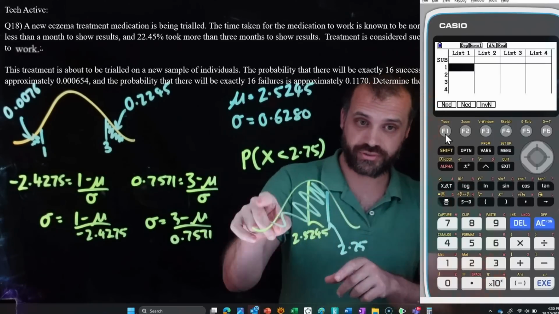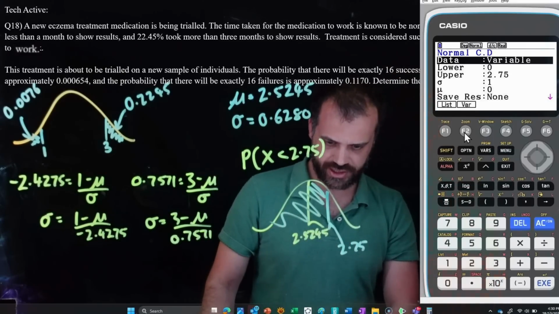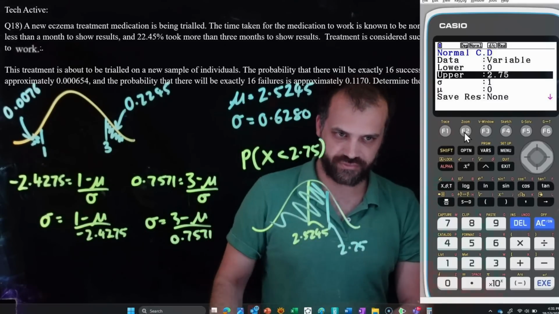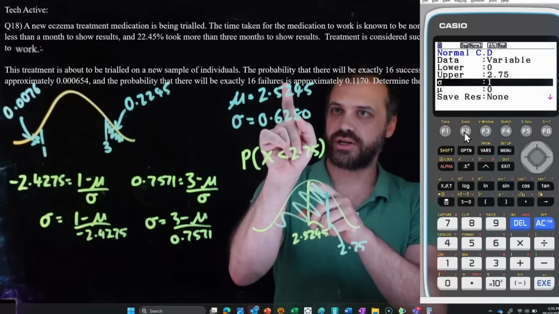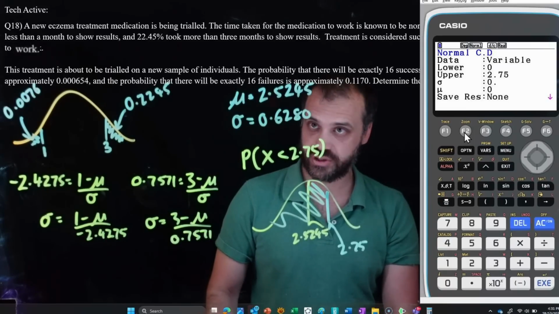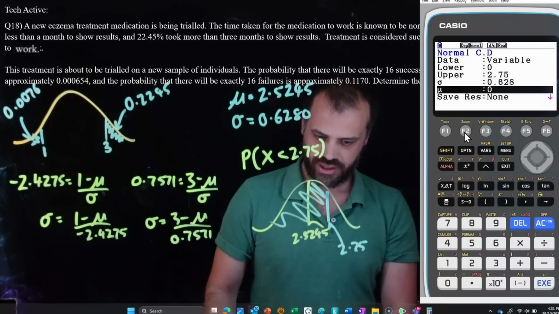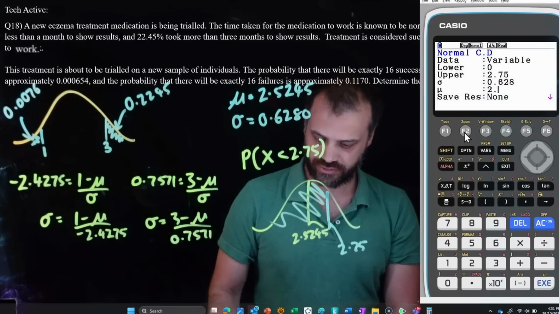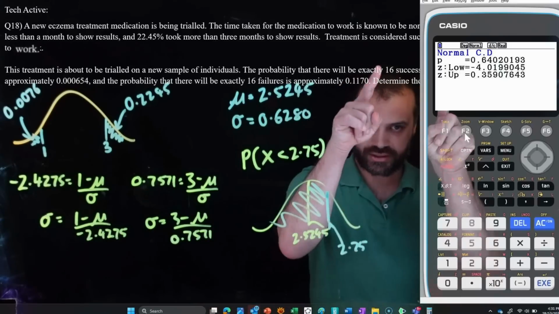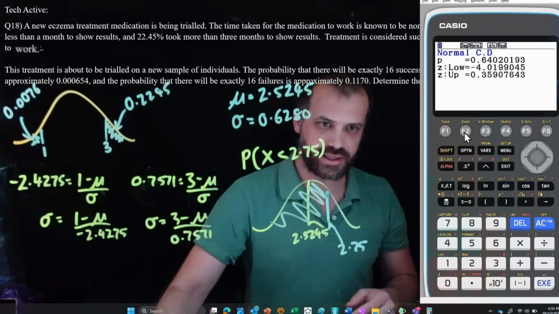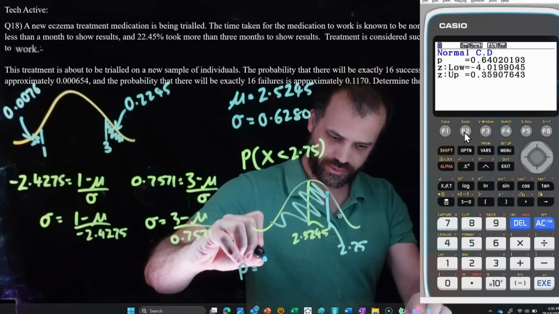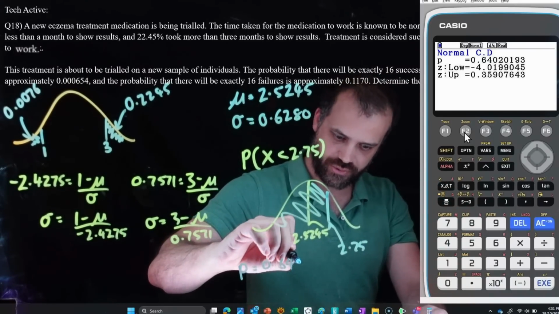This time we're trying to find an area, so we're going to do NCD. Alright, so a lower down there, an upper 2.75, and what have we got? A standard deviation of 0.6280, and a mean of 2.5245. Okay, that right there is our probability that the treatment is considered successful. A P equal to 0.6402.